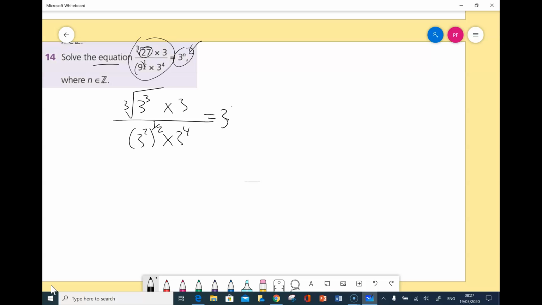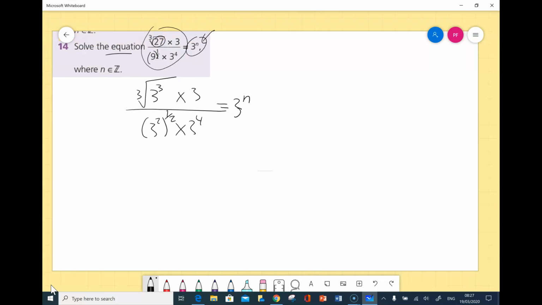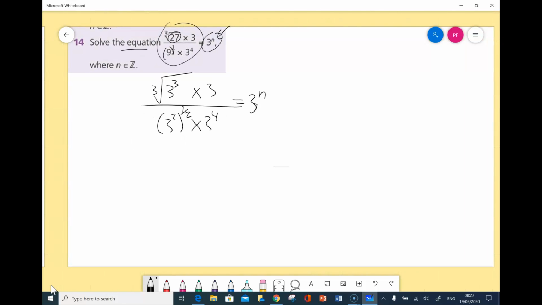So my base numbers are the same. Sorry, I must be coming down with something. So I'm going to get rid of my square root signs. So the cube root of 3 cubed, with a 3 outside, is going to be the power of a third. So that's 3 to the power of 3 to the power of a third.